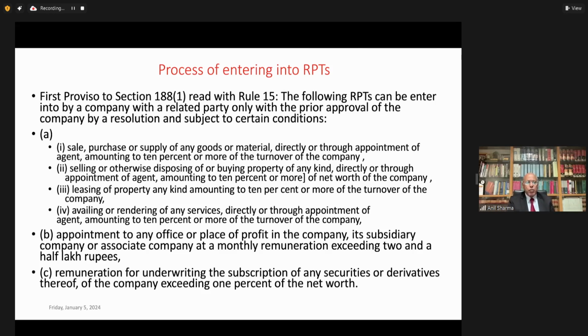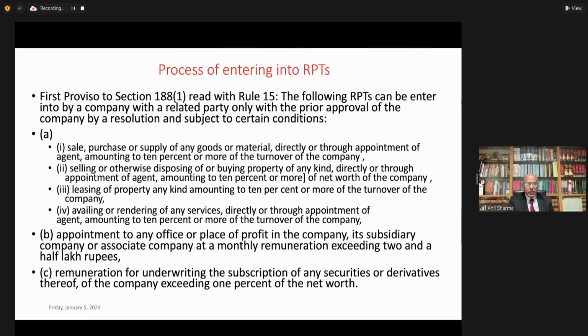Then the next, fifth item, is appointment to any office or place of profit in the company, its subsidiary company or associate company, at a monthly remuneration exceeding 2.5 lakh rupees. So this is with regard to appointment of any related party to the office or place of profit, whether he is being appointed as an employee, as a consultant, or whatever. So any monthly remuneration exceeding 2.5 lakhs under section 188 requires prior approval of the company by a resolution.